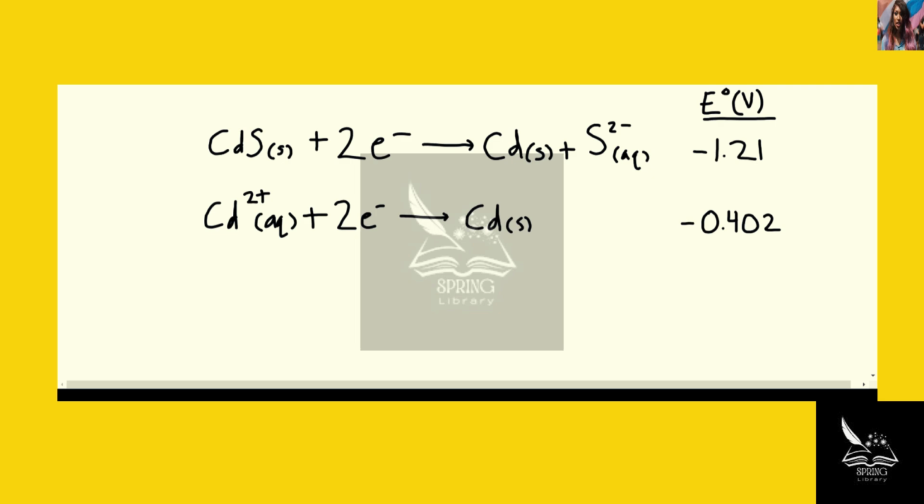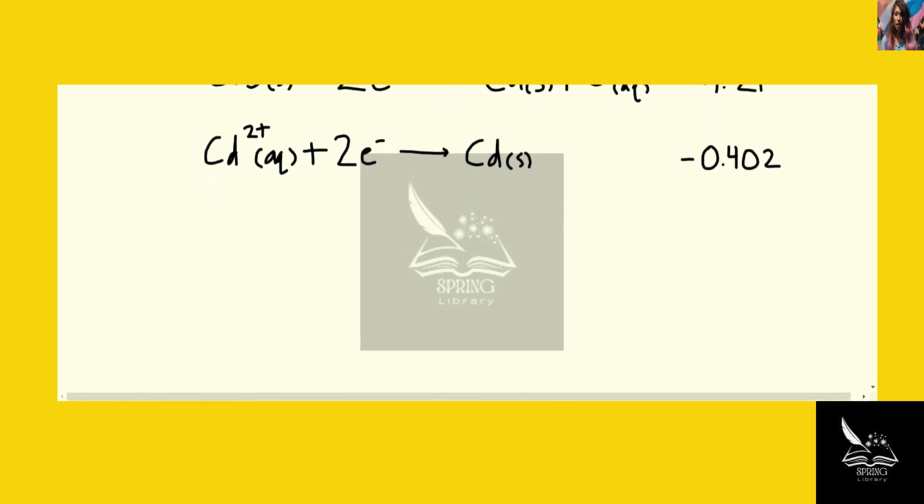In this problem, we are given these two half reactions, and we want to use the information of the standard reduction potentials given for both of these half reactions in order to determine what the solubility constant Ksp is for cadmium sulfide. When we are talking about a solubility constant for a given solid, in this case CdS, the reaction for the solubility of this in an aqueous solution is breaking it up into its ions.